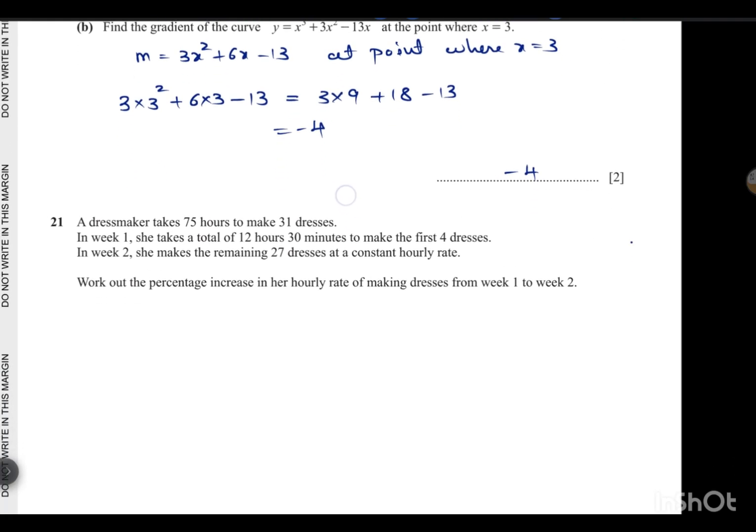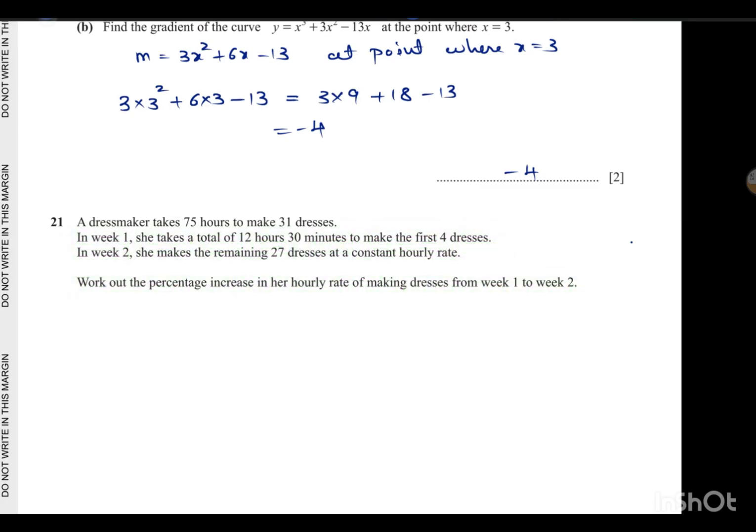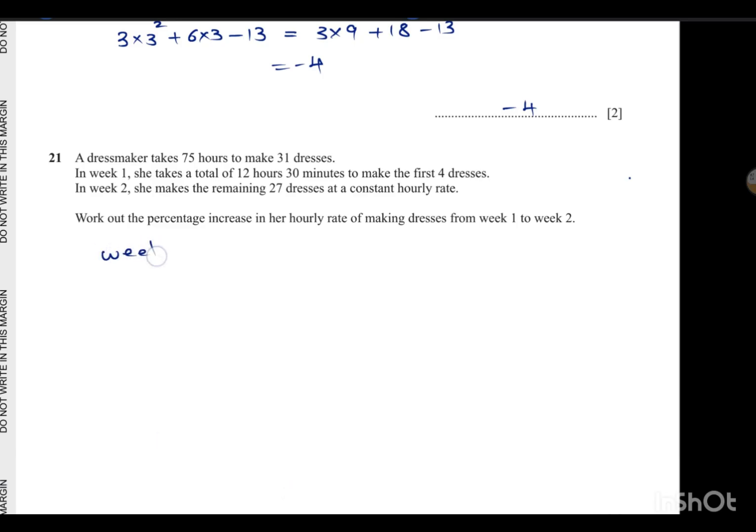Question 21. A dressmaker takes 75 hours to make 31 dresses. In week 1, she takes a total of 12 hours 30 minutes to make the first 4 dresses. In week 2, she makes the remaining 27 dresses at constant hourly rate. Work out the percentage increase in her hourly rate of making dresses from week 1 to week 2. So let us divide this question in two parts, like week 1 what is she doing and week 2 what is happening. So week 1 she is making 4 dresses in 12 hours 30 minutes.